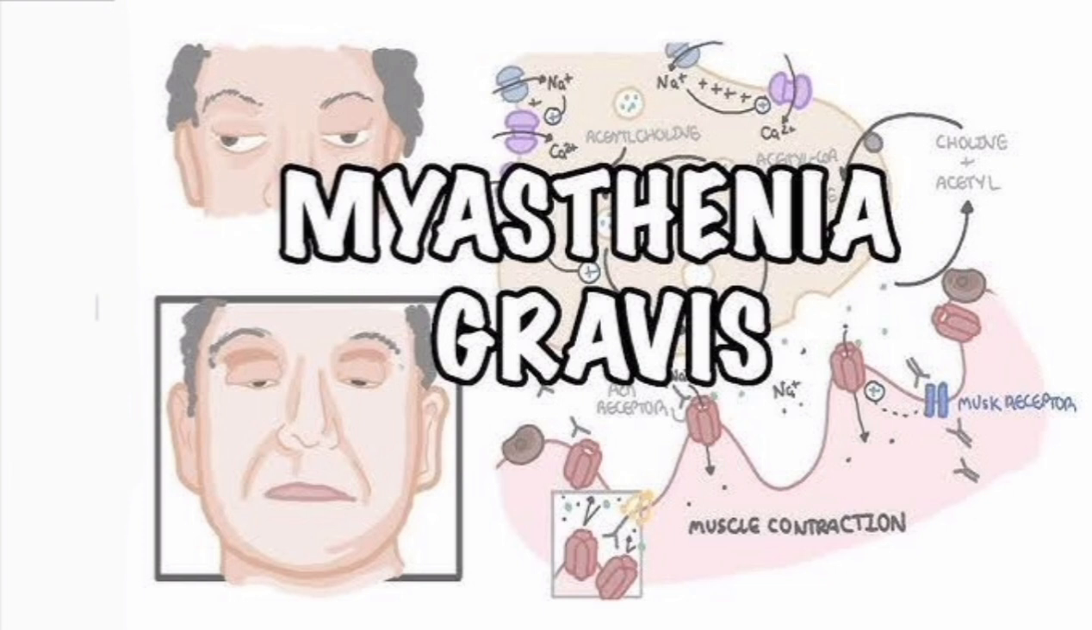The scenario of myasthenia gravis is a 7-year-old with a history of fatigability, reduced exercise tolerance and recurrent chest infections. Another is difficulty in walking or difficulty in swallowing. These are the presentations that can come.